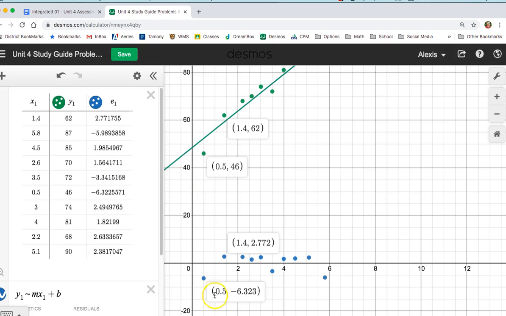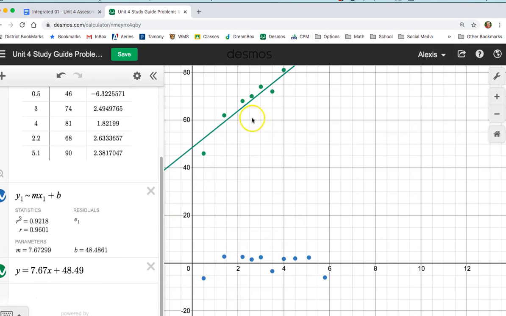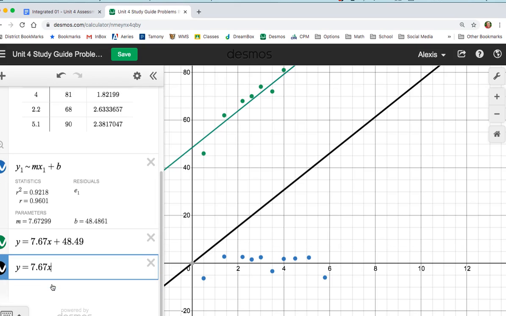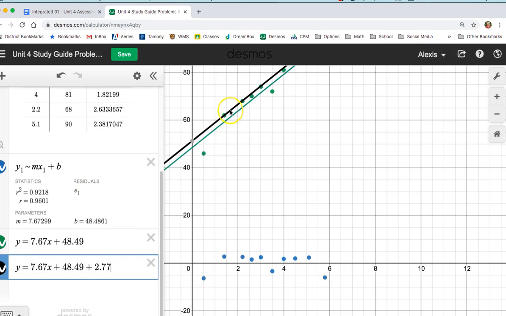All right, so how do I do that? Well, essentially, I just take the line that I already have, which is right here. Y equals 7.67x plus 48.49, and I'm going to add the 2.77, and that's going to create this line that's 2.77 units above the green line, and notice it goes through that point that had the largest residual.